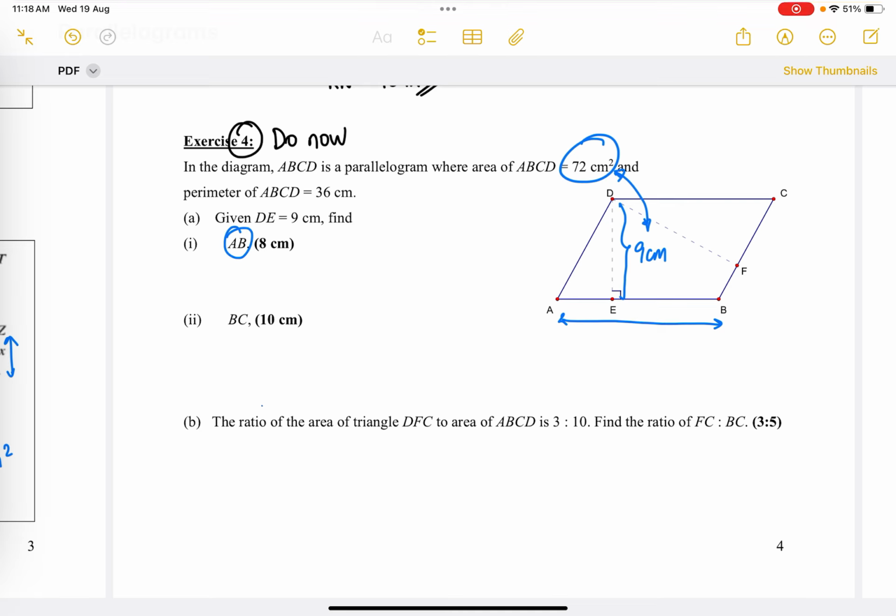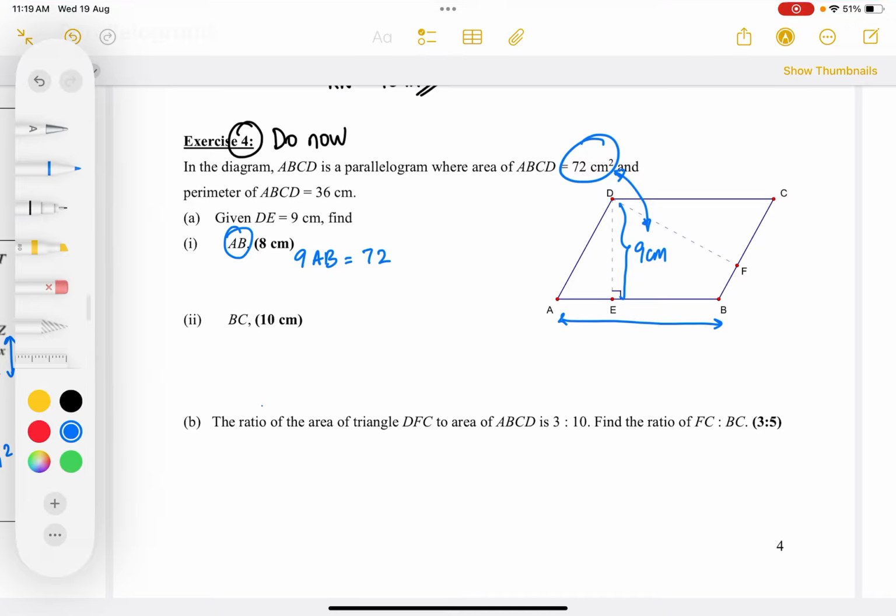So let's put that all down in our formula for area of a parallelogram. Our base will be AB, that's what we want to find out. Perpendicular height will be 9 cm. 9 times AB has to give us the area, which is provided to be 72. We now want to remove that 9, so you divide by 9 on both sides, leaving us with AB equals 8 cm. Okay, so put that down, 8 cm and 8 cm. Opposite sides of a parallelogram are equal.